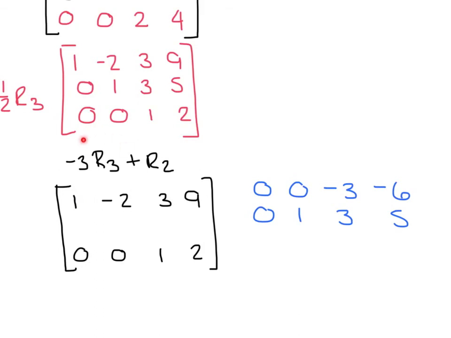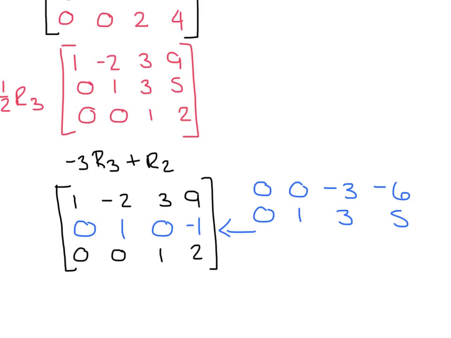All right, so let's take a look. I did -3 to row 3, and I got these solutions. This is my row 2. I'm going to add these two together to get my new row 2. So 0 plus 0, 0, 0 plus 1, 1, -3 plus 3, 0, -6 plus 5, -1. Now I know the solution of y.